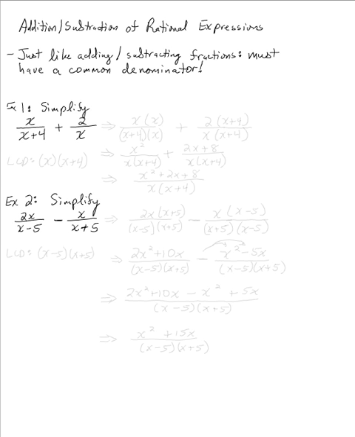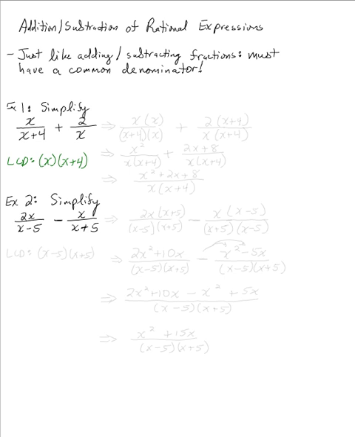So if we were asked to simplify the expression x over x plus 4 plus 2 over x, we first notice that they do not have a common denominator. And since these two denominators do not appear that they can be factored any further, what we can say is that the LCD is simply the product of the factors. And so it would be x times x plus 4.